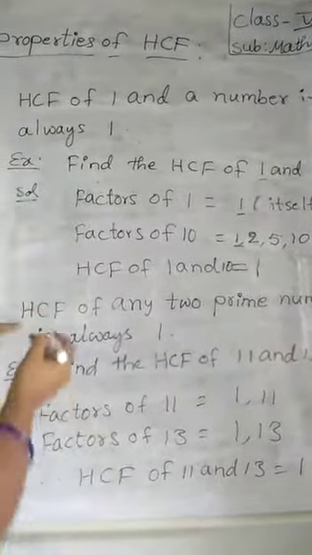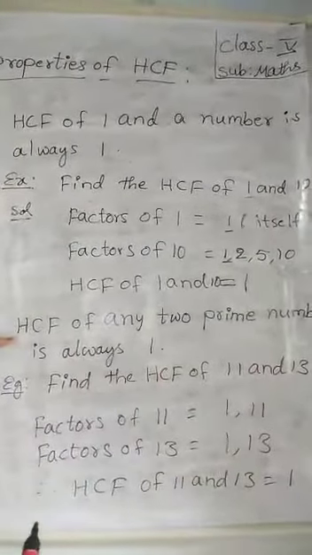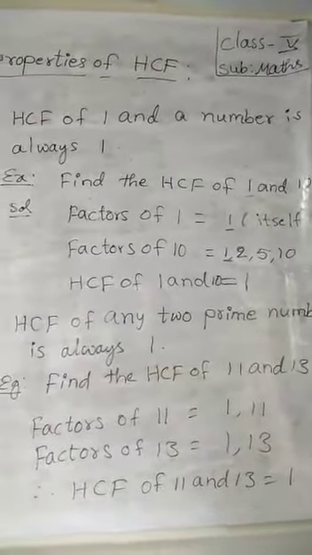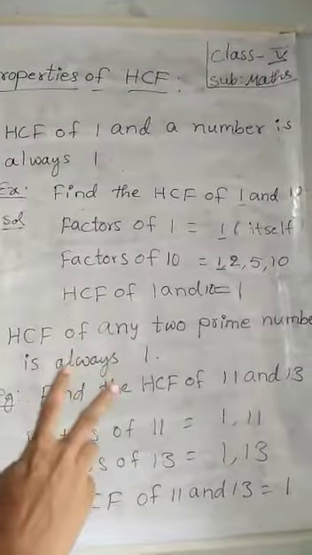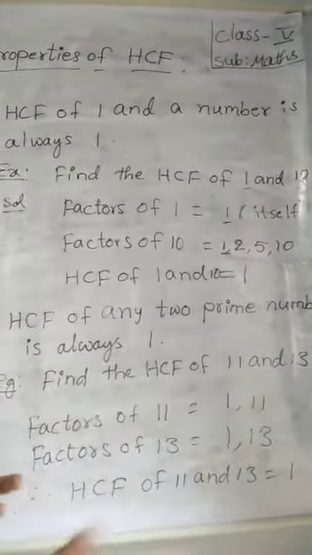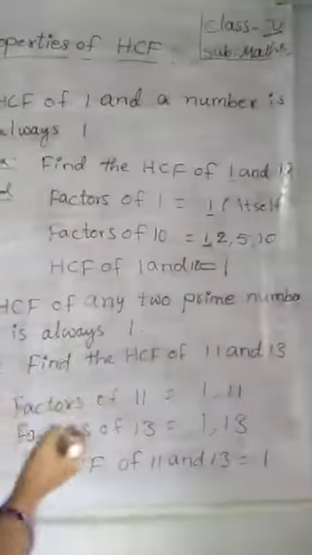The second one: HCF of any two prime numbers is always 1. What are prime numbers? A prime number has only 2 factors, 1 and itself. If a number has 2 factors, that is called a prime number.